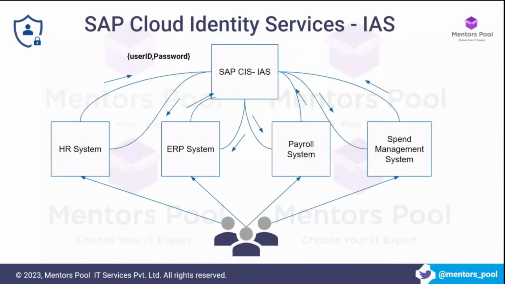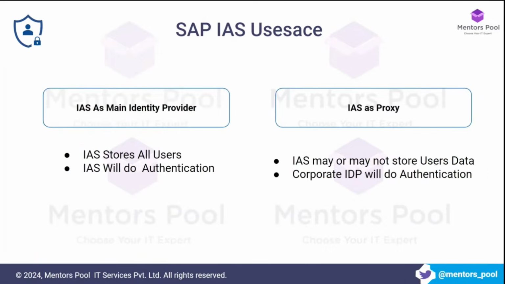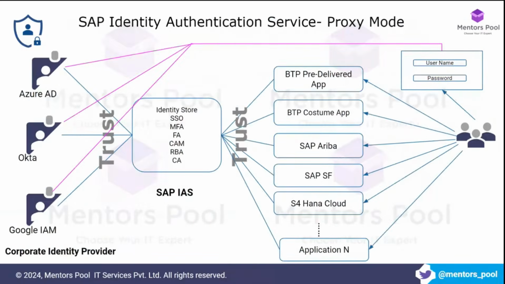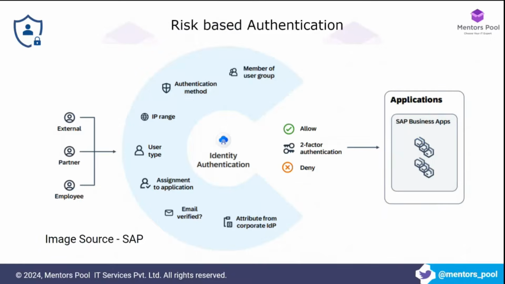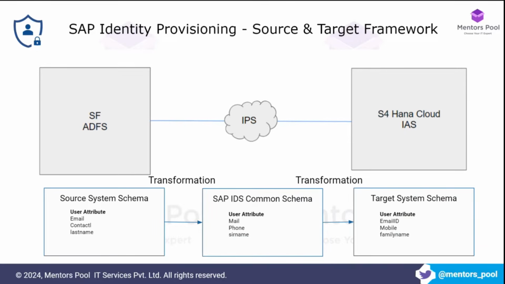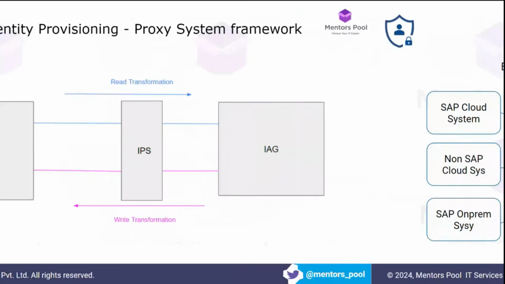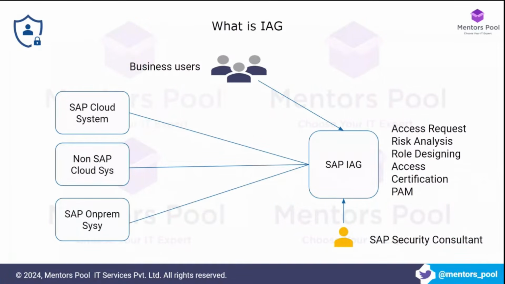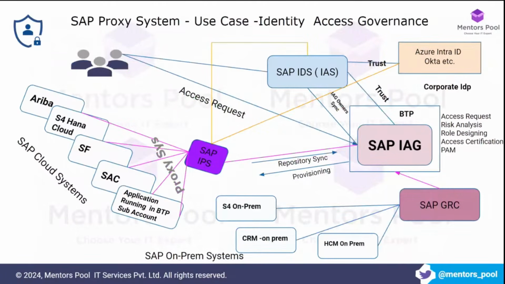Then we'll see the same thing we did two, three slides back, and try understanding that with IAS. And then we'll try understanding the technical architecture for Cloud Identity Services, and then IAS use cases. We'll look at some architectural diagrams to understand the overall viewpoint, how the landscape will look, and then some more specific functionalities of SAP IAS. Then SAP IPS: we'll try understanding how SAP IPS works, and some use cases for SAP IPS. And then we'll look into what IAG is, IAG standalone, IAG bridge, and try understanding the complete architectural diagram as a whole.